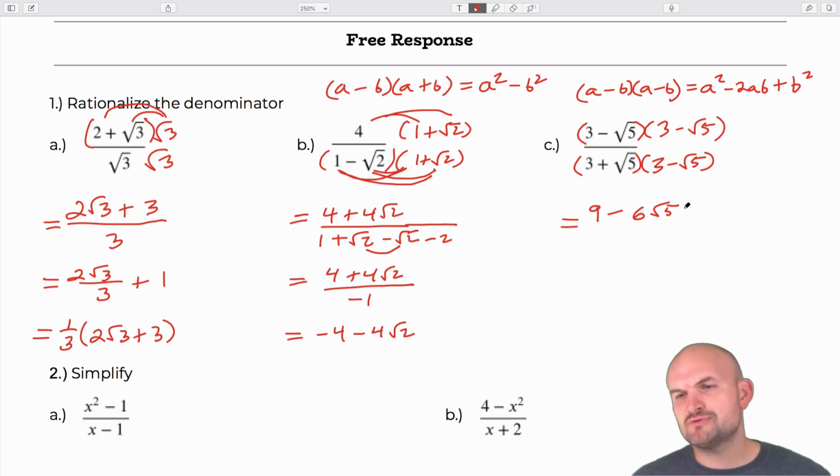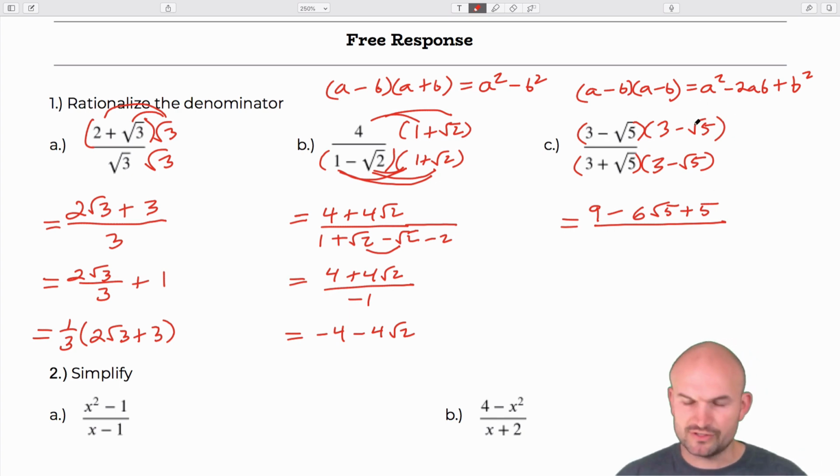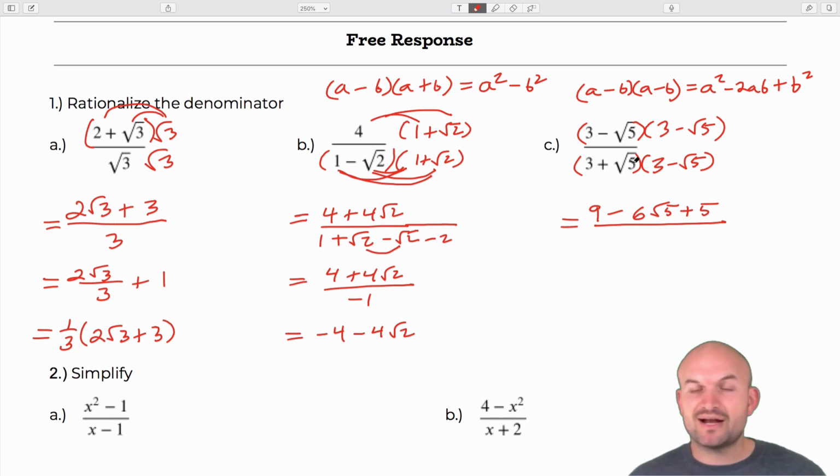And then minus square root of 5 squared, which is going to be, I'm sorry, a positive 5, because that's going to be a positive b squared, and b in this case is square root of 5. So square root of 5 squared is just going to be 5. Then in the denominator, I have a difference of 2 squares, so I'm going to follow that technique. So that's going to give me a 9 minus 5.